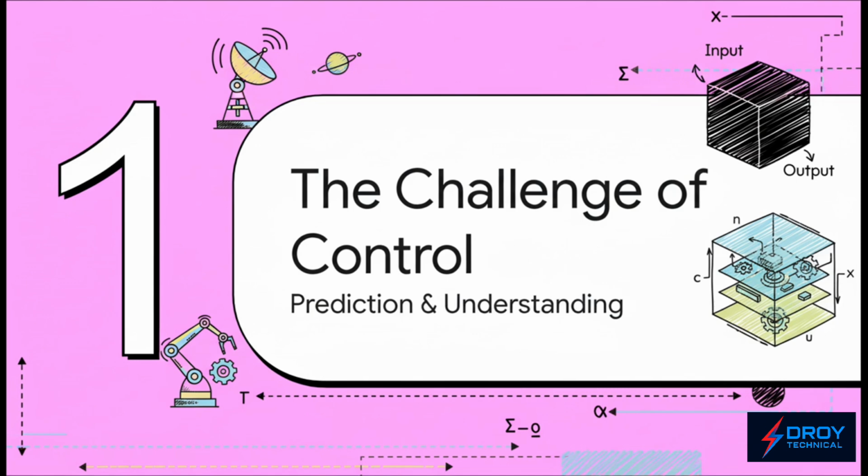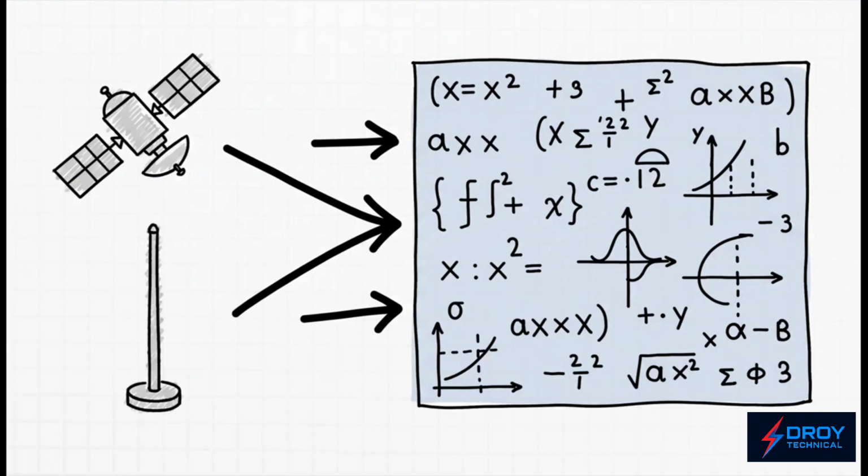Well, it turns out control isn't some kind of magic trick. It all comes down to one core idea: prediction. If you want to control something, you first have to be able to predict what it's going to do. And to do that, you have to understand it. And that's where this secret language comes in.